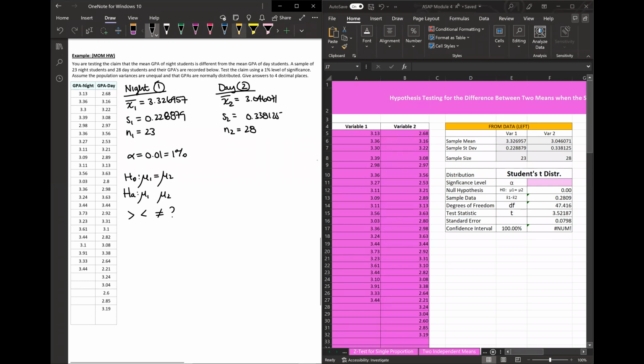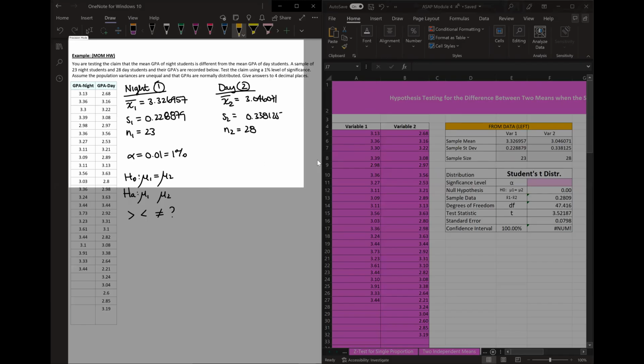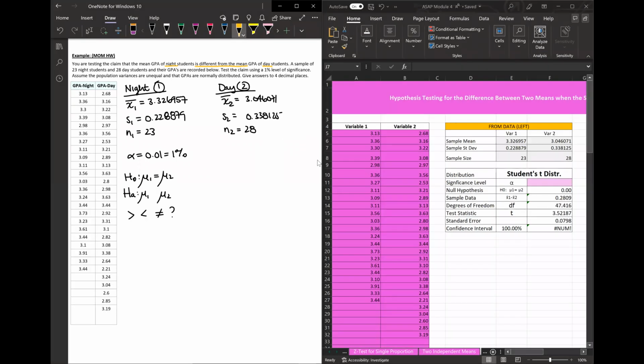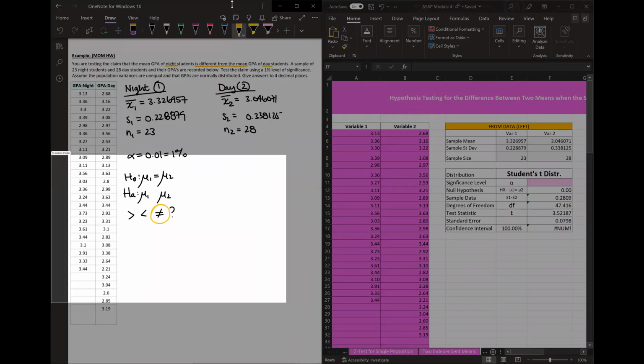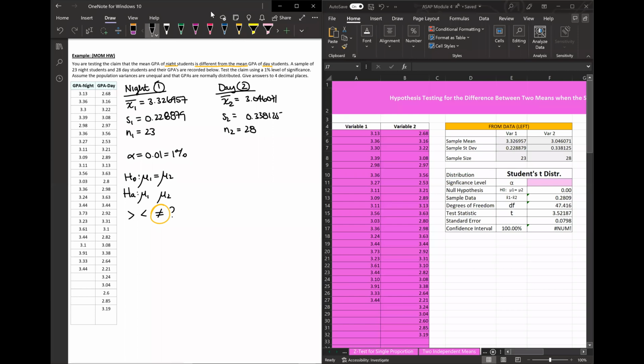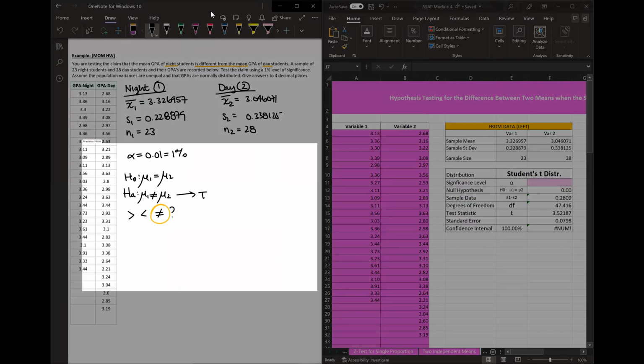So the way that we do that is we just read and get context. It says in the first sentence, you are testing the claim that the mean GPA of night students is different from the mean of the day students. So that means we're just using our old friend not equals to. And since we're using not equals to, that tells us that we are having a two-tail test.